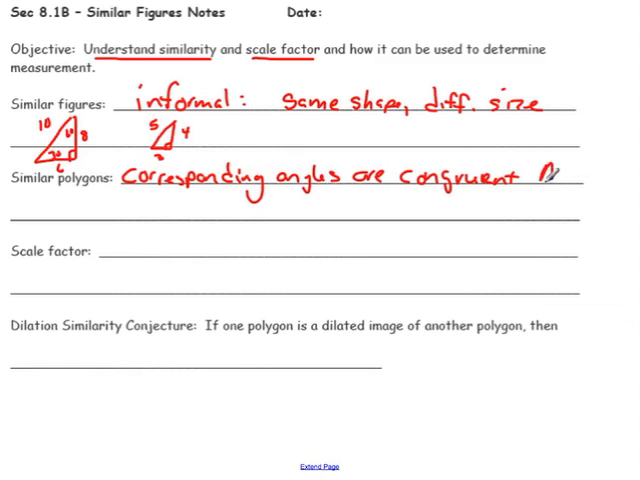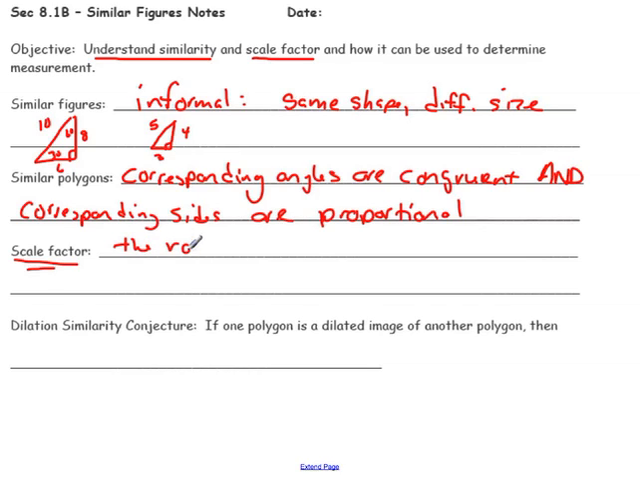That has to be true, as well as the corresponding sides. The corresponding sides are not congruent, but they're proportional. And what that means is that the same ratio exists. This is 10 to 5, which is basically a 2 to 1. We have 8 to 4, which is 2 to 1. And we have 6 to 3, which is also 2 to 1. That relationship, that proportionality, is basically the scale factor.